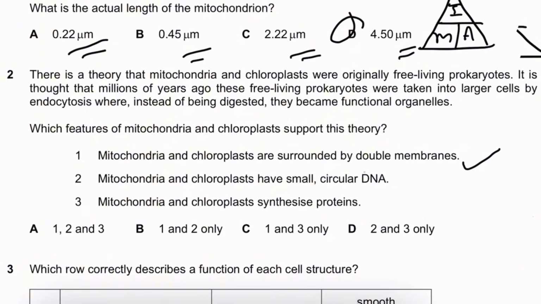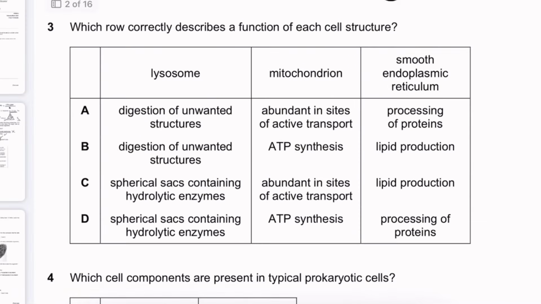Mitochondria and chloroplasts have small circular DNA. As we've mentioned before, mitochondria and chloroplasts synthesize proteins. Next, 1, 2, and 3 of each cellular structure: lysosome, mitochondria, and smooth endoplasmic reticulum.